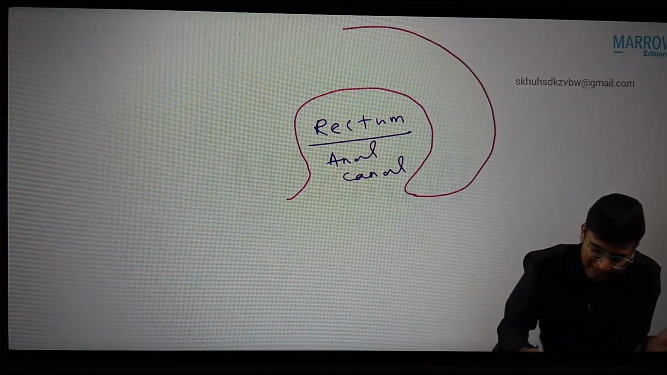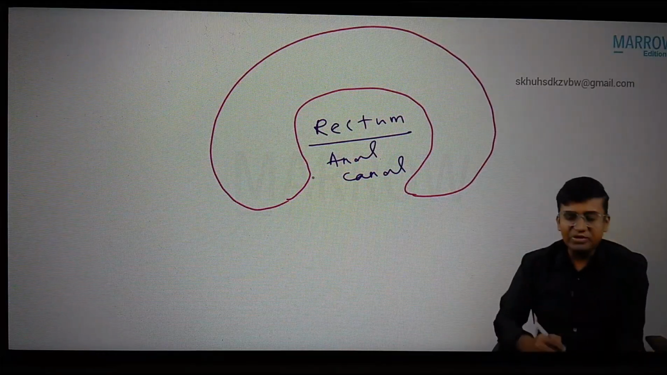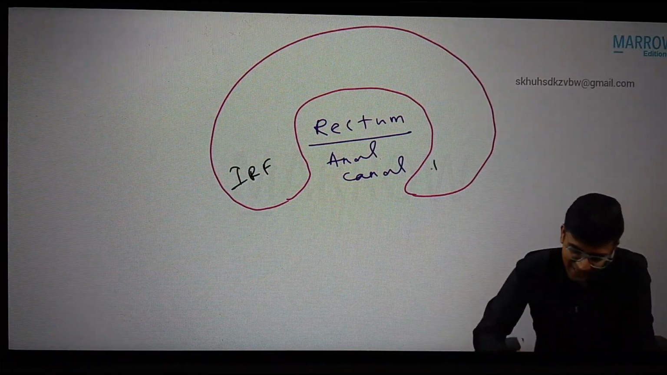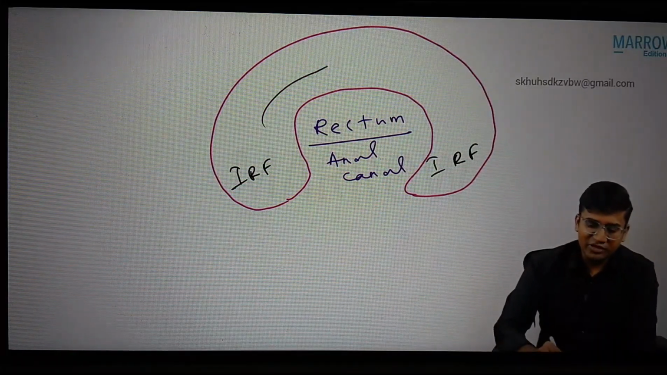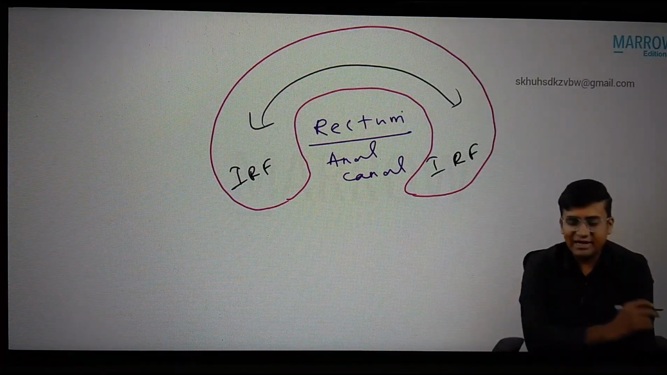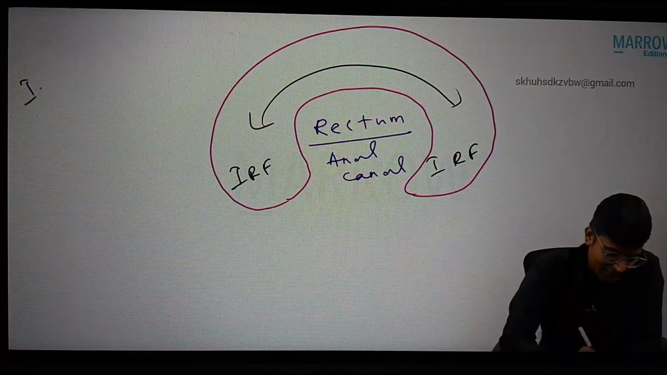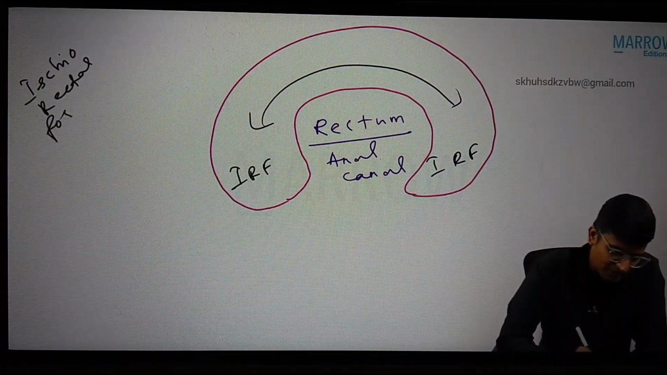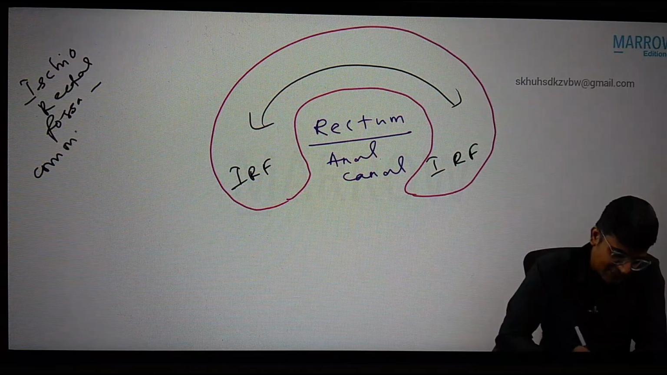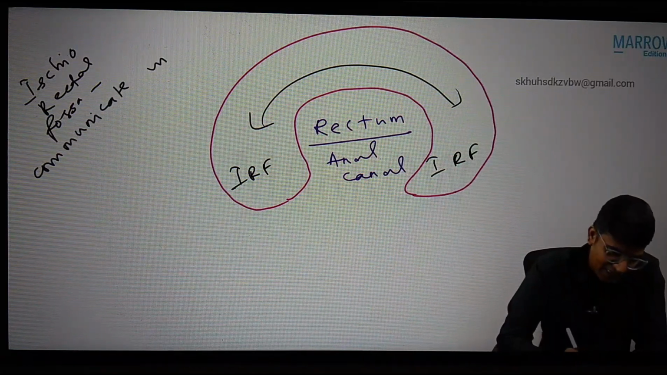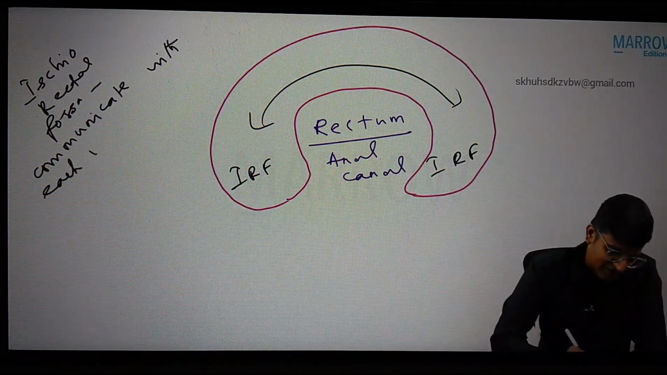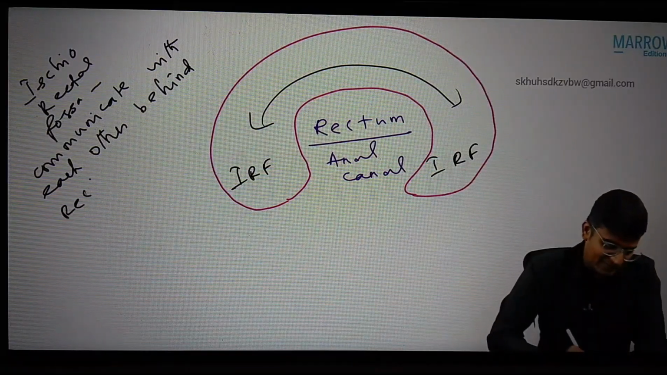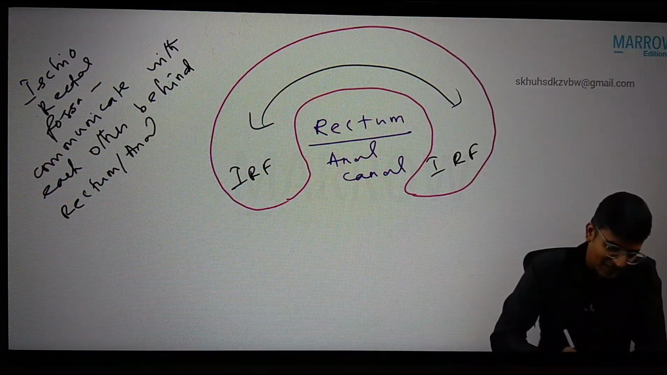Now, the ischiorectal fossa of the two sides are communicating with each other behind the rectum and anal canal. So, this is the ischiorectal fossa of one side, and the other side. They are communicating with each other behind the rectum and anal canal. So, please write: ischiorectal fossae communicate with each other behind the rectum and the anal canal.